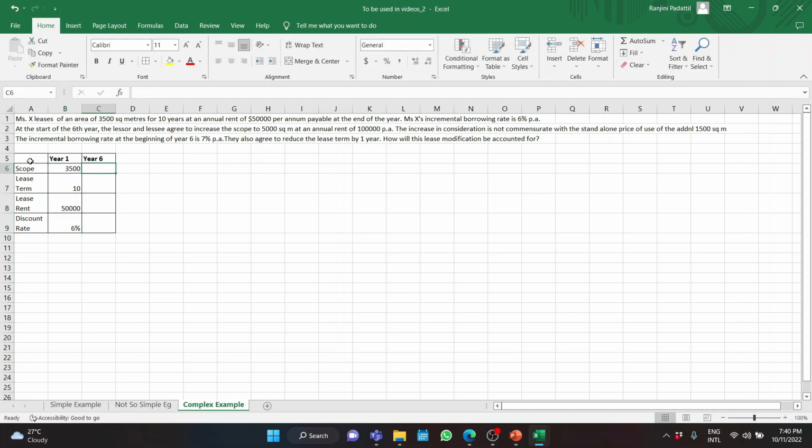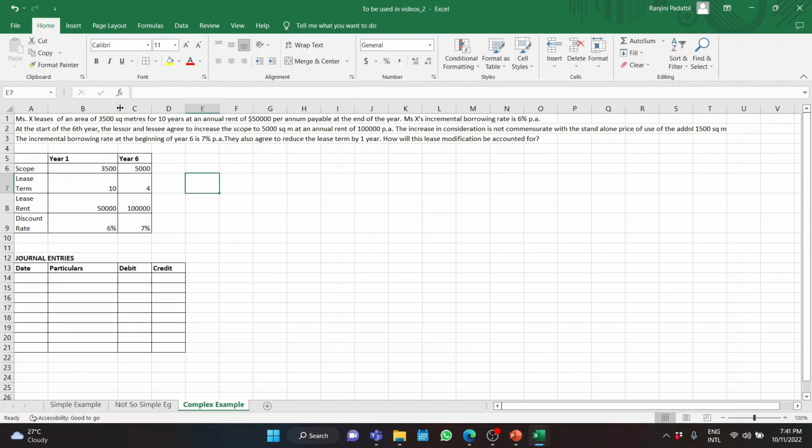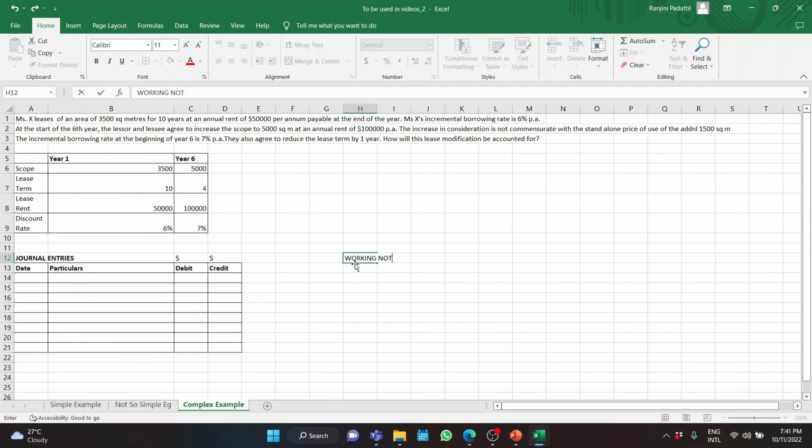The scope has now increased to 5,000 square meters. The rent has become 100,000 and the discount rate is 7%. The decreased lease term is not merely because of the lapse of years since the date of commencement. No, this is an actual decrease in the lease term, and what we have remaining is 4 years. Alright, the solution will be journal entries. We then come to working notes.